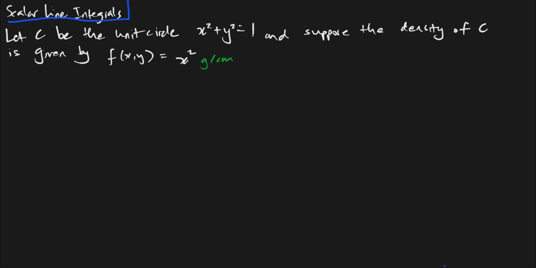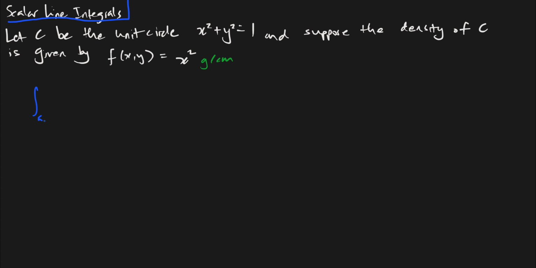Today I am going to be talking about scalar line integrals. For the purpose of this video, we're going to be going through this example. Let C be the unit circle x squared plus y squared equals 1, and suppose the density of C is given by f of xy equals x squared. So, when we see density given by f of xy, we know that this is going to be some sort of scalar line integral. So let's first write out the formula for scalar line integrals.